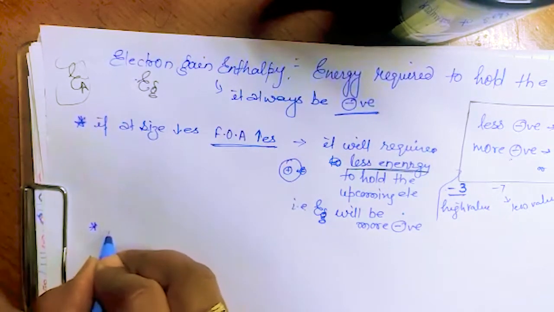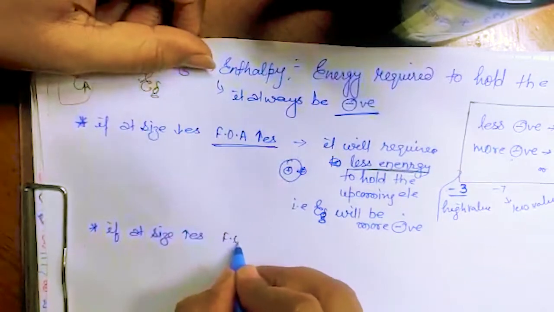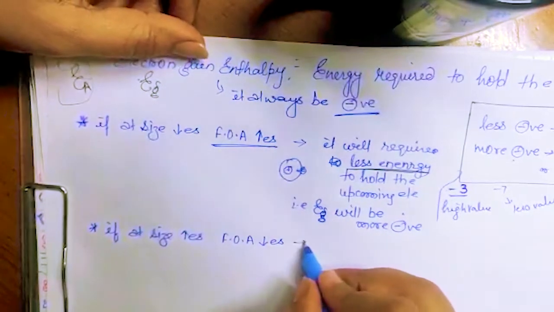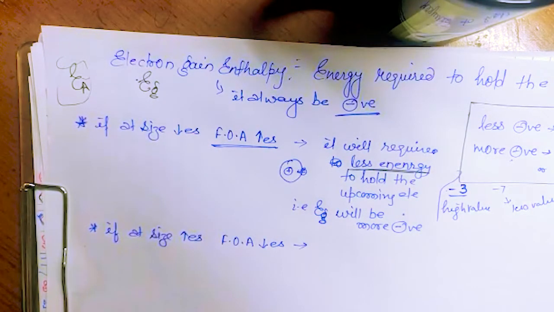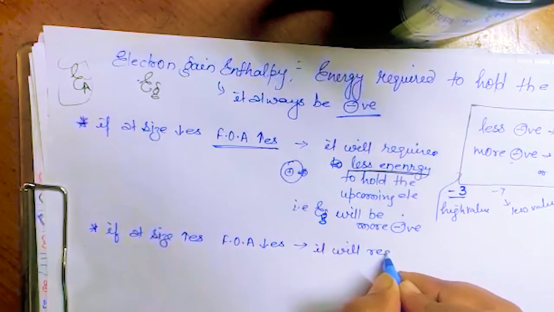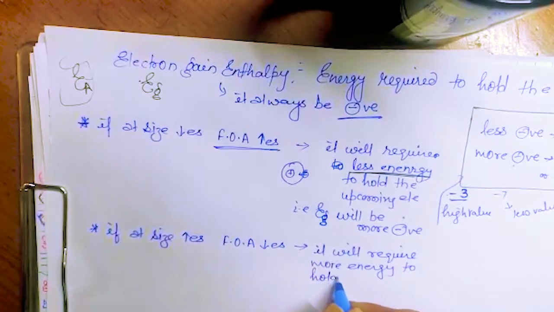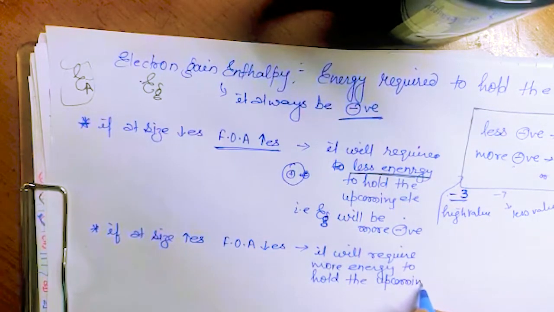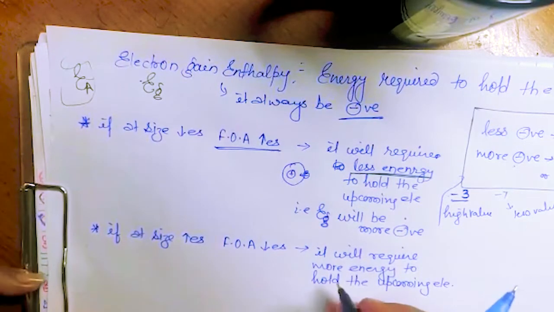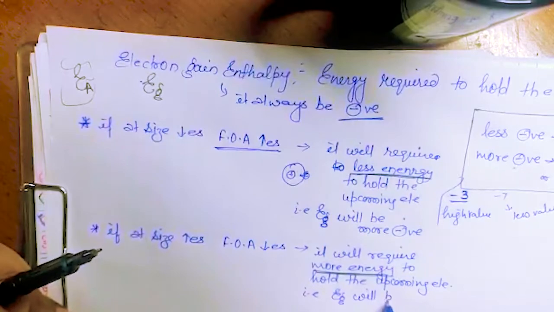Second point, if atomic size increases, the force of attraction is less. In that case, if any upcoming electron comes, the atom has to apply more force. Because the force of attraction is less, it will require more energy to hold the upcoming electron. Clear? And if it requires more energy, electron gain enthalpy will be less negative.